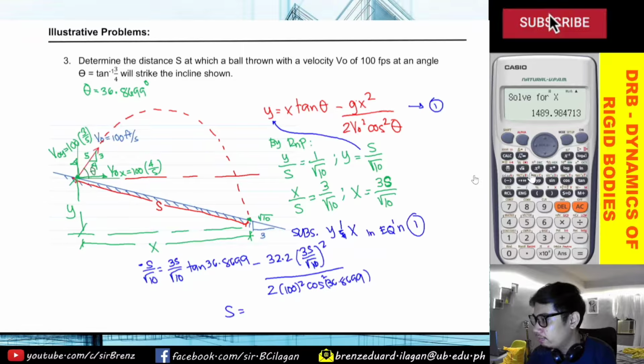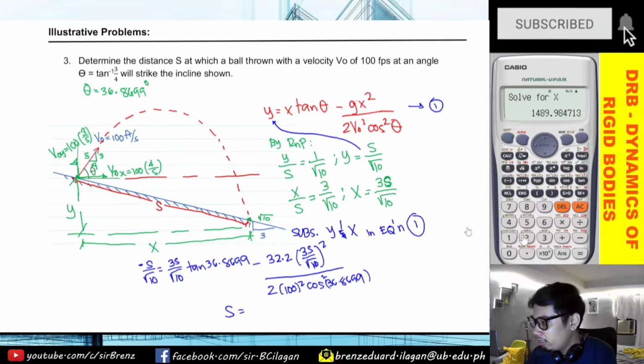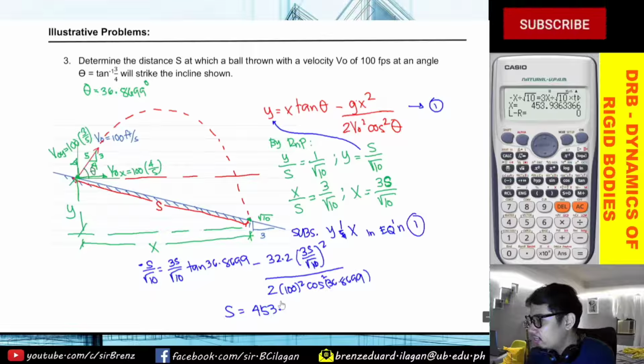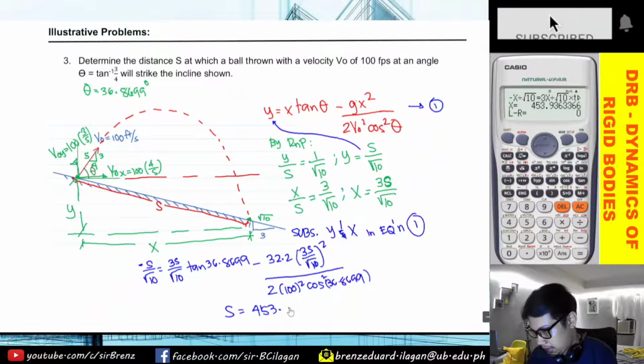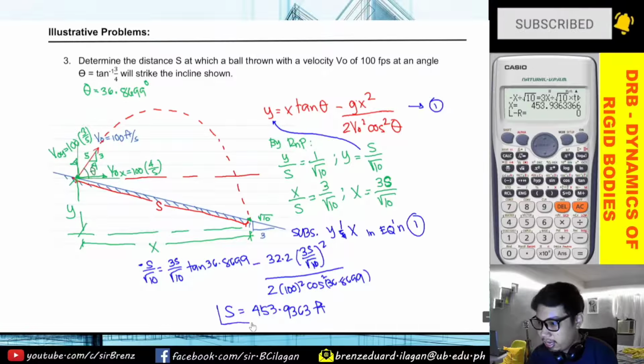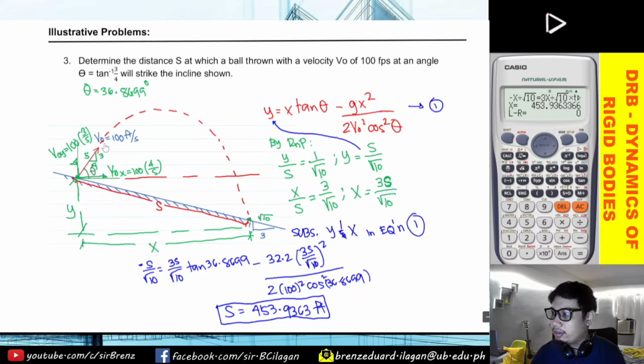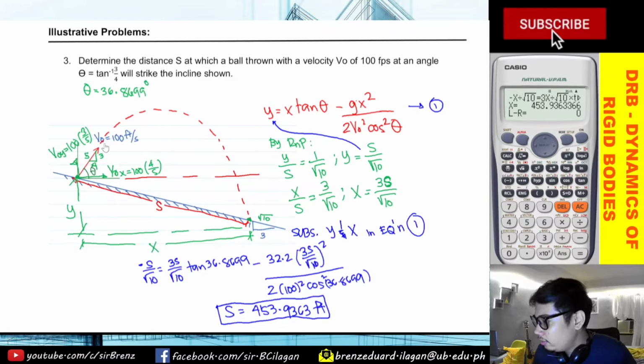Shift solve tayo. So maglagay lang kayo ng any positive value. Siguro 500. So 453.9363. Okay guys, so please copy the solution. So again, kayo nang bahala sa long solution para lang meron pa kasing dalawa yata o tatlong problem. Sige, I'll give you 2 minutes to copy.